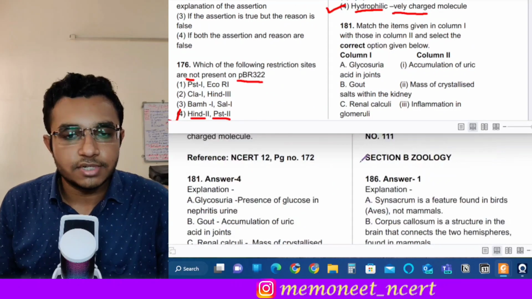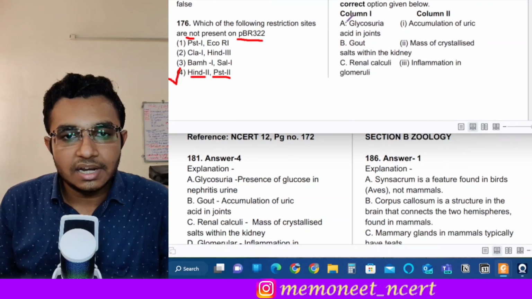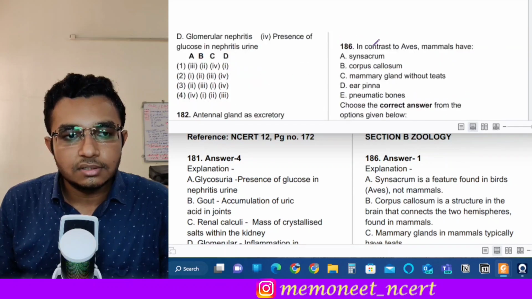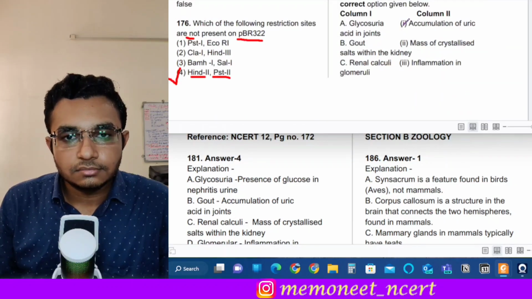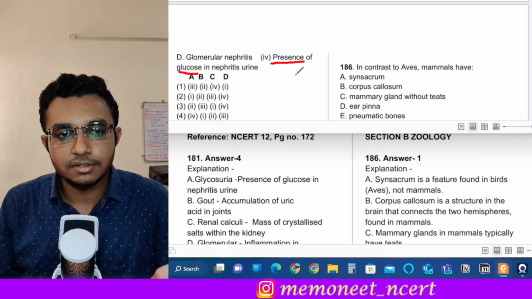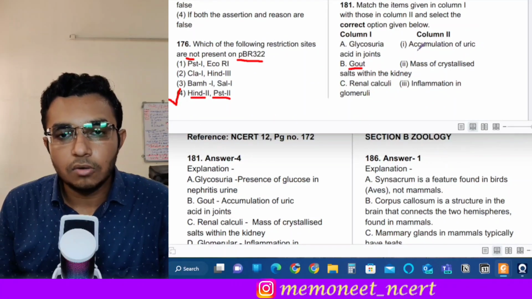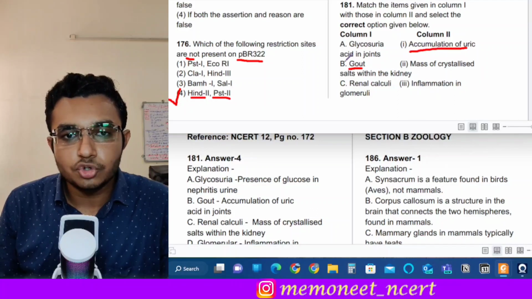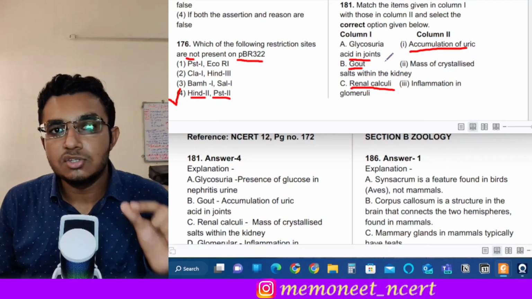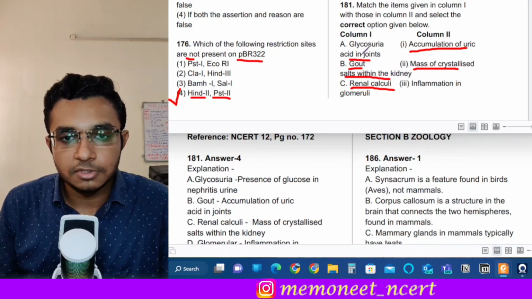The next question is question 181. It is a match the following question and so first is glycosuria. Glycosuria is associated with what? So glycosuria is associated with presence of glucose in the urine. Okay, so whenever glucose is present in urine, it is called as glycosuria. Next is gout. Okay, so what happens in gout? In gout, there is accumulation of uric acid in joints. Okay, next is renal calculi. What are renal calculi? You might have heard about kidney stones. So these are also called as renal calculi. And renal calculi are the mass of crystallized salts within the kidney.